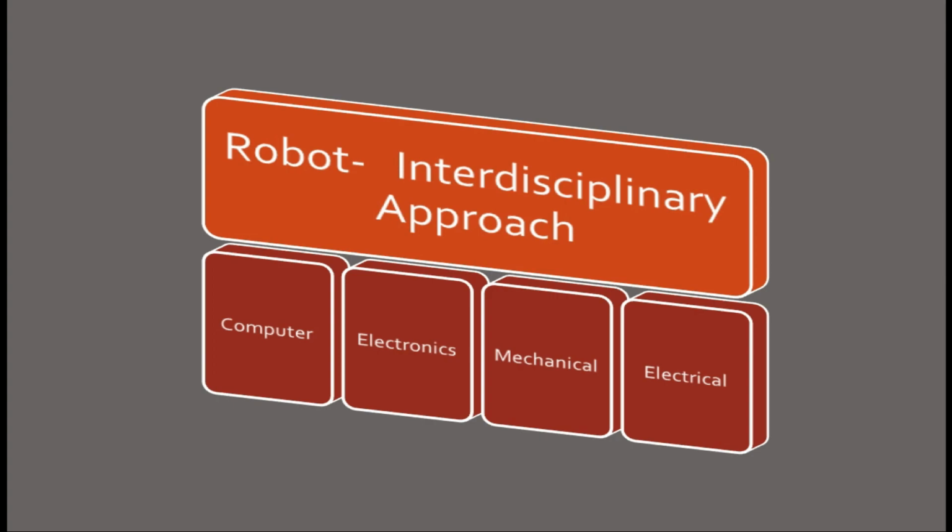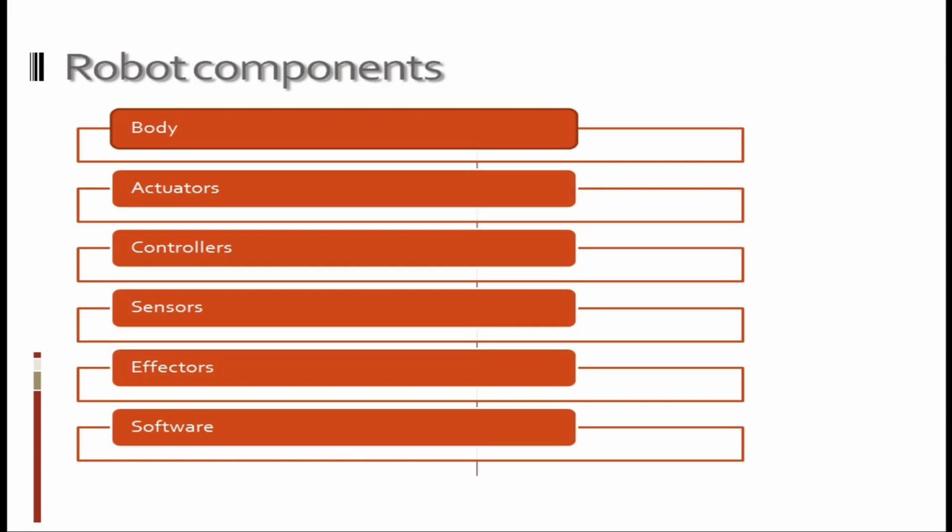Moving on further, as we know, a robot consists of motors, some electronics and the software that controls all the components. So robotics is a combination of all these fields, that is mechanical engineering, electronics and electrical engineering, and computer engineering. It is an interdisciplinary approach.